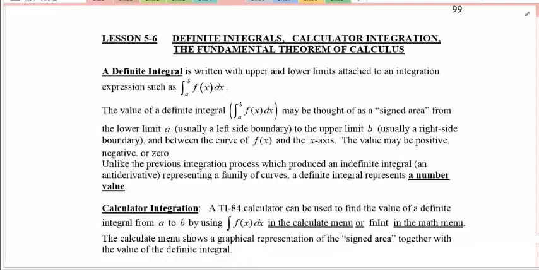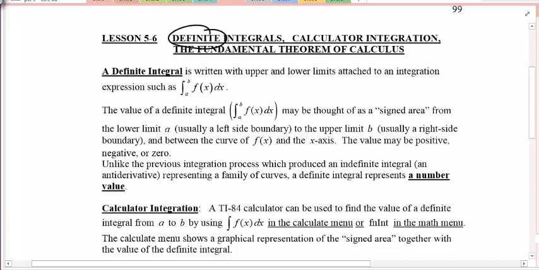Okay, lesson 5.6 is the last one of the unit. We're going to talk today about definite integrals, how to use the calculator to do the integration, and another part of the fundamental theorem of calculus.